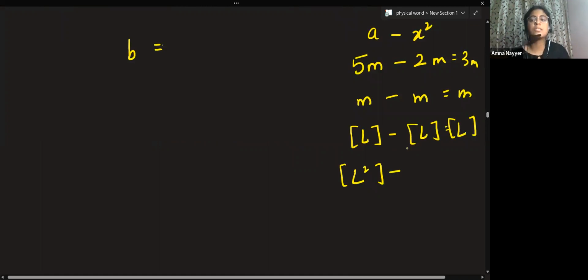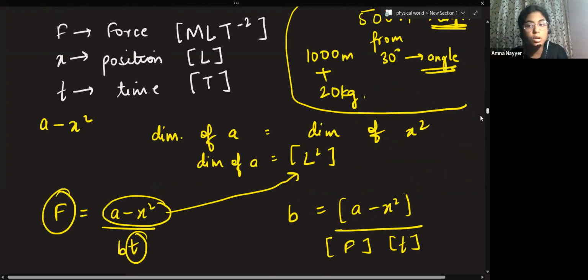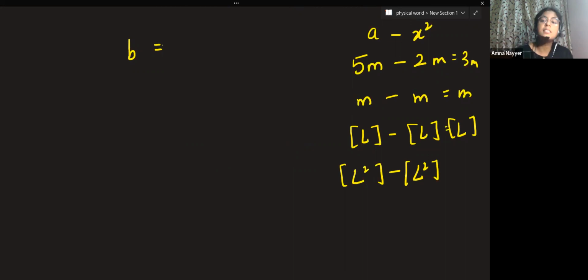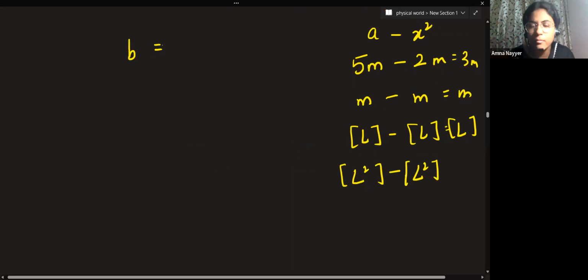Minus X square. Dimension of X square is what? Dimension of X square is also L square. So L square minus L square. This won't get cancelled and get me 0. L square minus L square means what? 5 meter square minus 2 meter square.